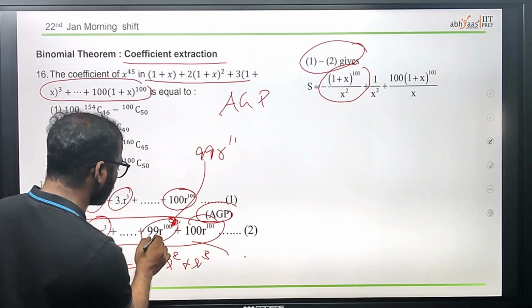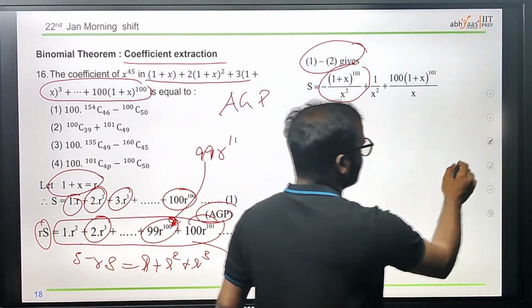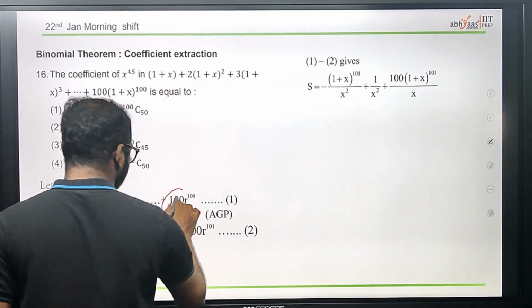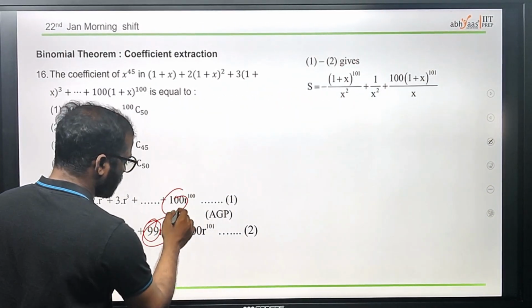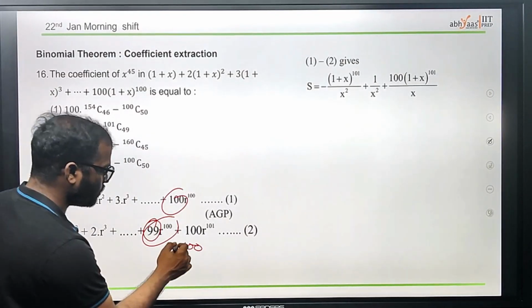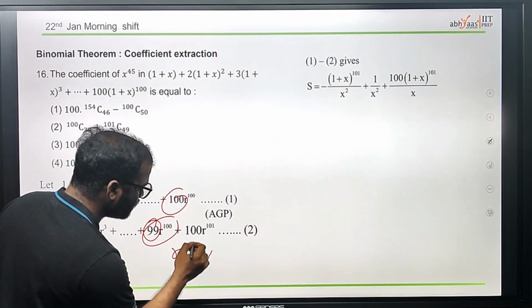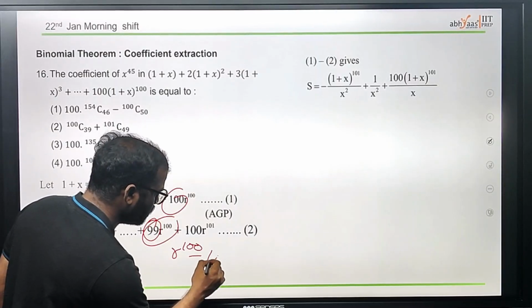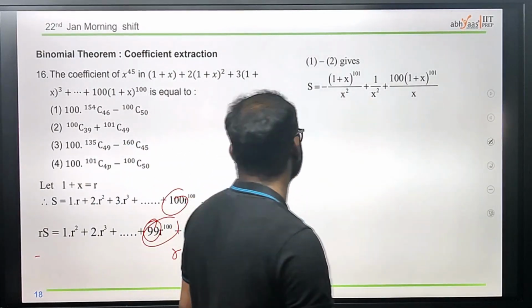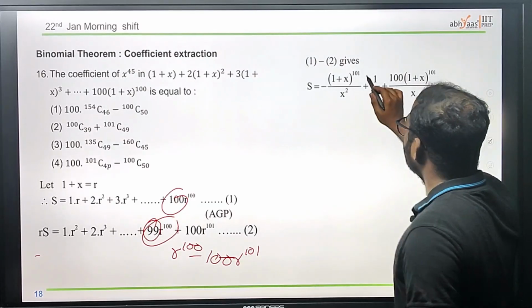Sorry, I didn't see here, we already got the 99, just 100 minus 99 gives 100 R power 100. That's how we got this R power 100, plus this will be minus, since we are doing minus here, therefore 100 R power 101. That's how we got this one. Now just do the further simplifications.